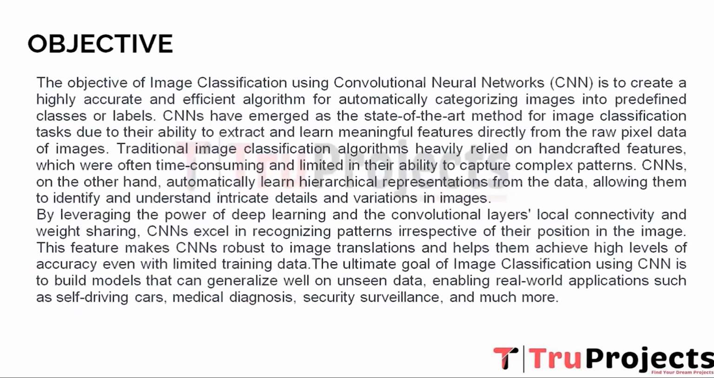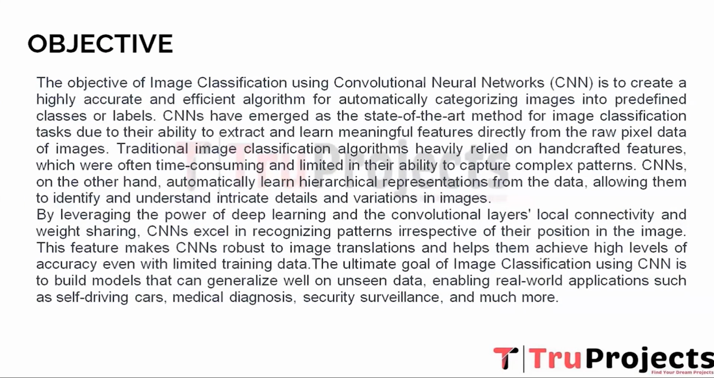So now coming to the objective part for this project, the image classification using convolutional neural network algorithm is to create a highly accurate and efficient algorithm for automatically categorizing images into predefined classes or labels. CNNs have emerged as the state-of-the-art method for image classification tasks due to their ability to extract and learn meaningful features directly from the raw pixel data of images.